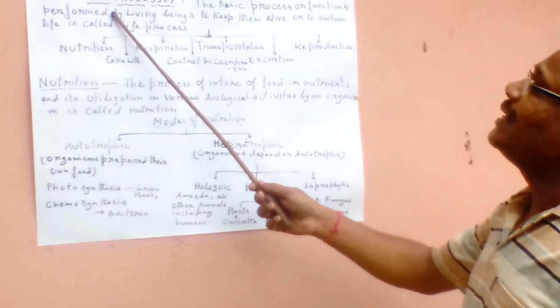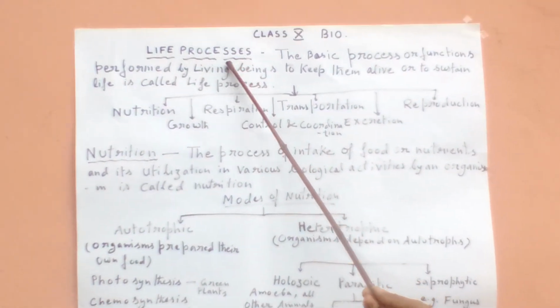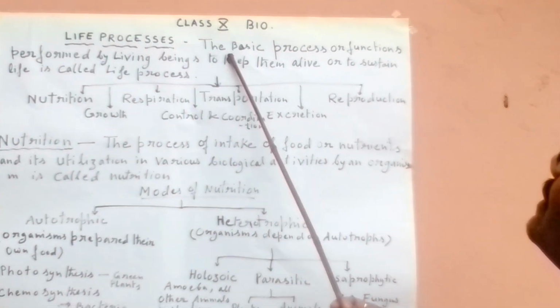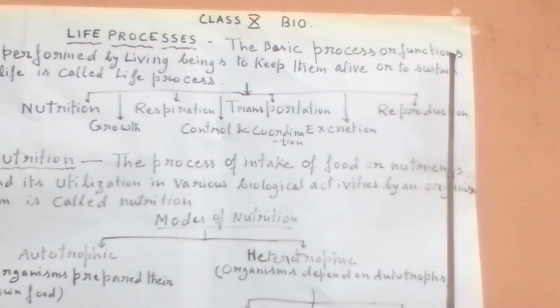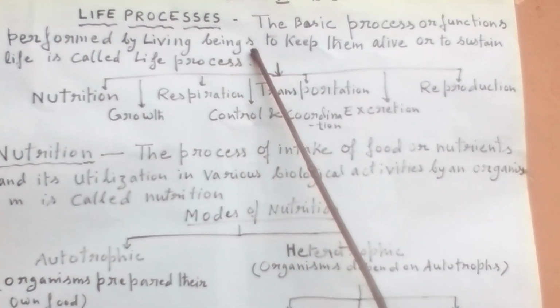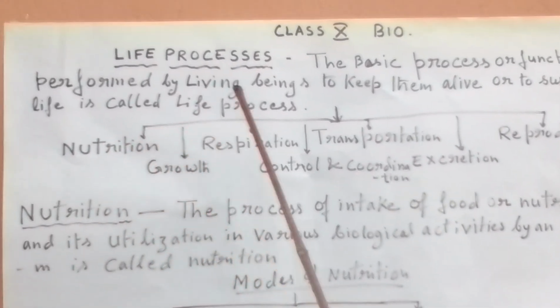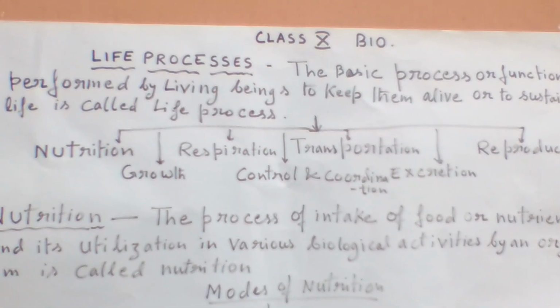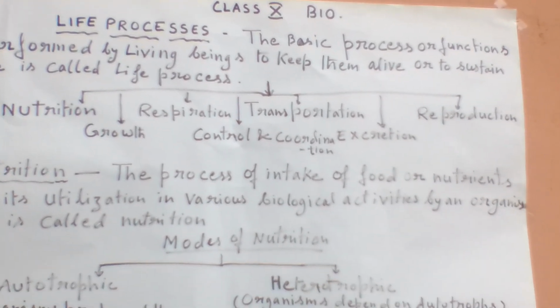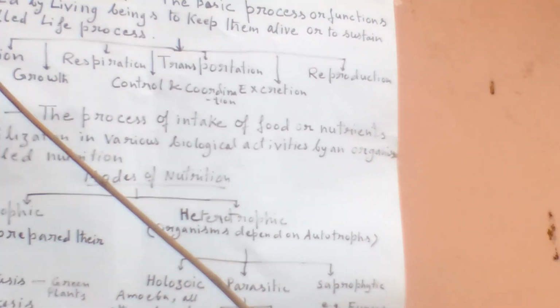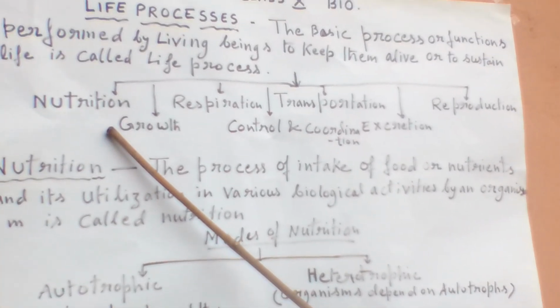And so now here, look at here, life processes. What is life processes? It is the basic processes or the functions performed by living beings to keep them alive or to sustain life. That is called the life process. And for this life process, the examples are nutrition.